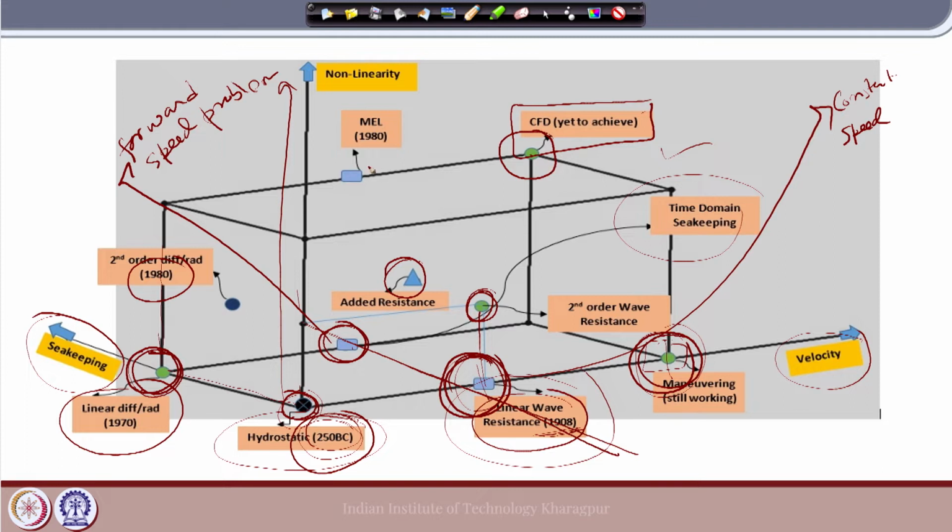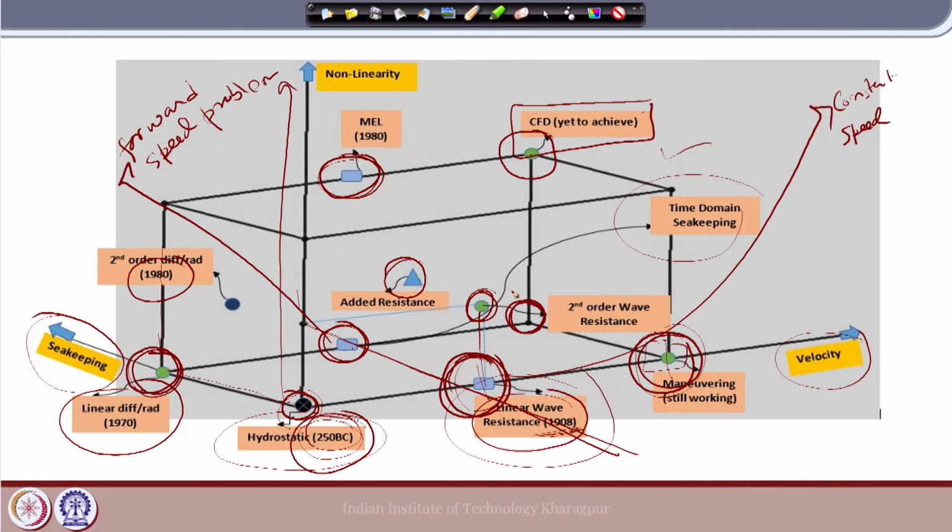The closest solution you can see is this one, which is called the MEL method. We are going to discuss this in a later stage of this course. In this particular situation, we do not consider the acceleration, of course. We consider only the body moving forward without acceleration, and you can incorporate the nonlinearity in the seakeeping problem.